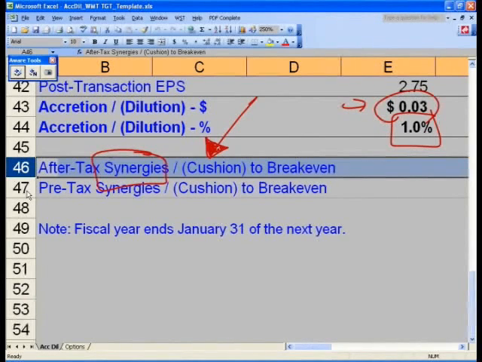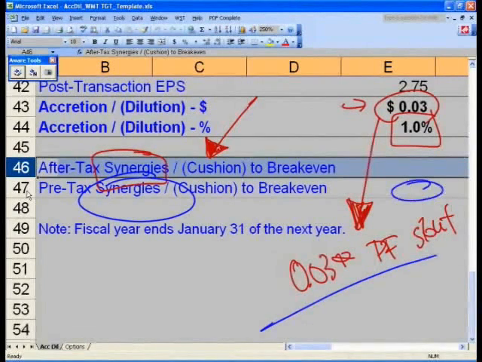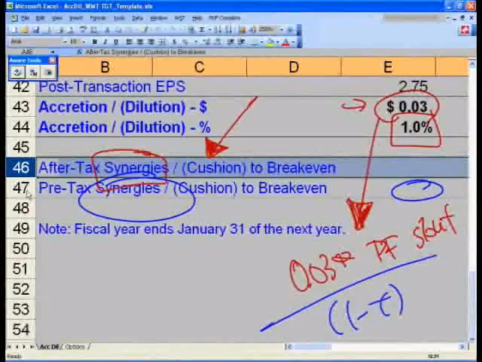So what's the logic here? We're going to say that we have 3 cents of buffer. How much is that on a net income after tax equivalent? It will be our 3 cents times our pro forma shares outstanding. Then we want to calculate our pre-tax synergies. So we're going to take that whole number in this cell now, and we're going to divide the whole thing by 1 minus t, reversing a pre-tax, after-tax calculation, to calculate the pre-tax synergies or the cushion required to break even.